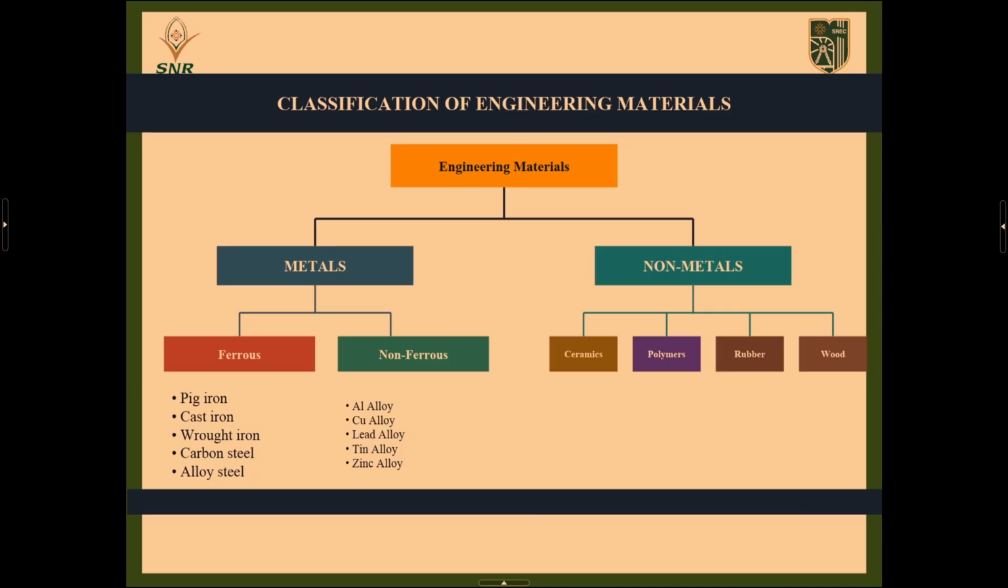First, we need to understand how to classify the engineering materials: metals and non-metals. This is the major classification. Further, metal is classified into two types: one is ferrous, another one is non-ferrous. In ferrous material, iron is the major element. In non-ferrous material, iron is not the major content. If you come to non-metals, ceramics, polymers, rubber and woods are another classification.